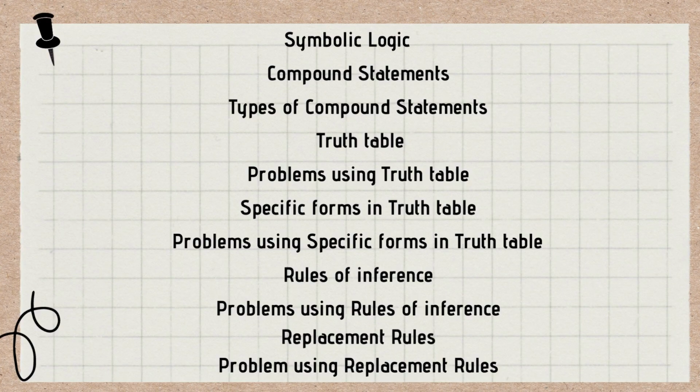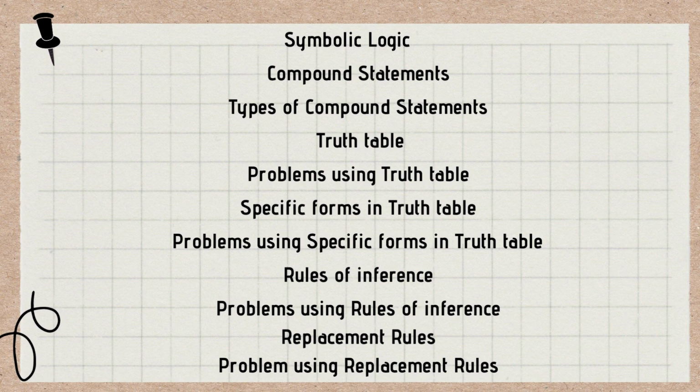So far, in Symbolic Logic, we have seen compound statements and their types. After that, we studied the truth table, and we also used some problems to prove the validity of an argument using a truth table. And we have also seen specific forms like tautologies in truth tables. We also used the truth table and specific forms to solve problems.